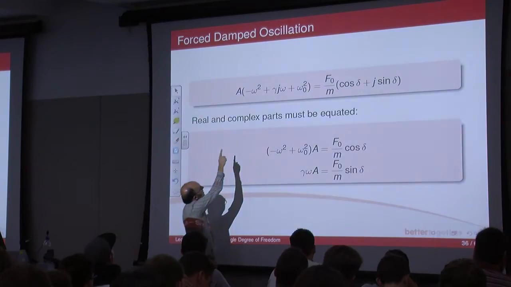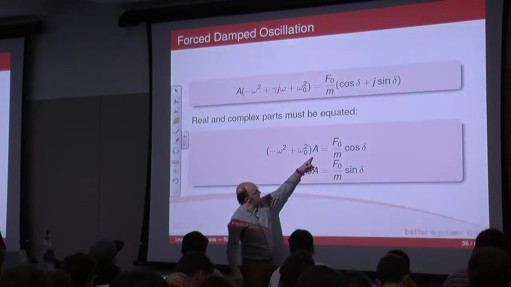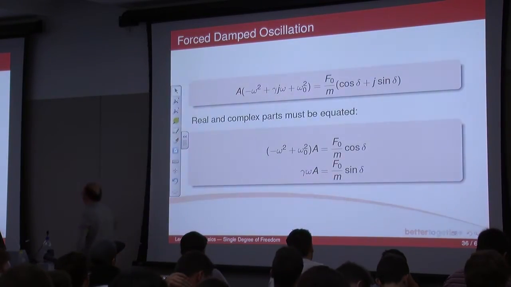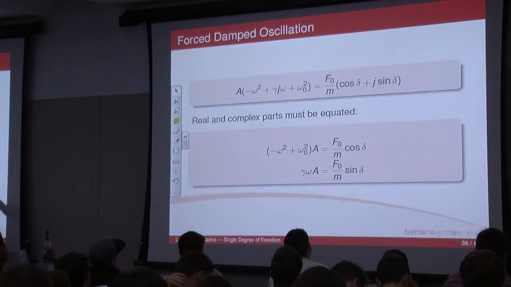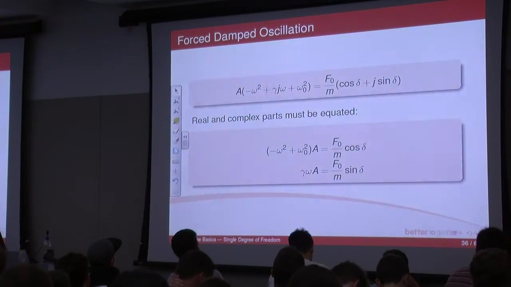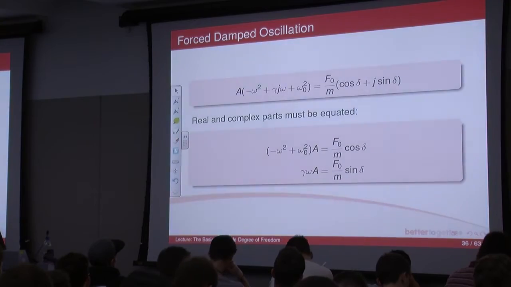We've got a minus omega squared plus omega naught squared, times the amplitude A, must equal f naught upon m times cosine of delta. And then the complex bit in this equation, we've got gamma j omega times A must equal f naught upon m times j sine delta. Or the j's disappear, and we end up with the imaginary bit.